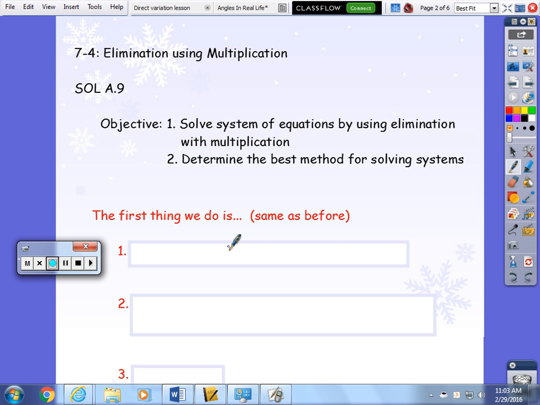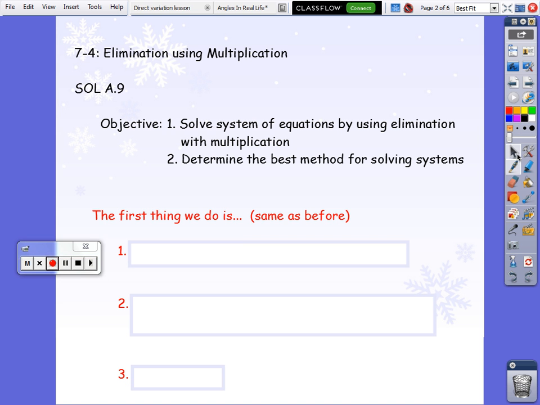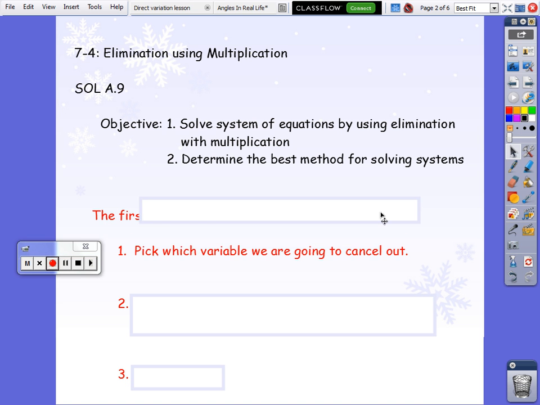Okay, the last video on elimination, on systems of equations, solving by using multiplication and division, is again SOL 8.9. The objective is to solve the system of equations by using elimination with multiplication. So you also have to be able to determine the best method for solving systems, because you're going to see all types here. So let's look at this. Please take down these notes.